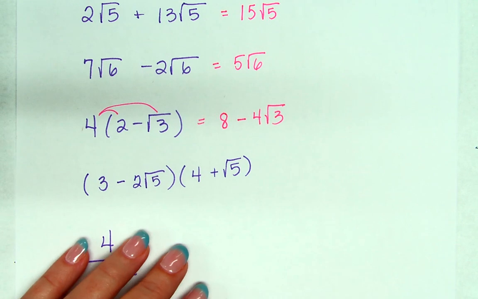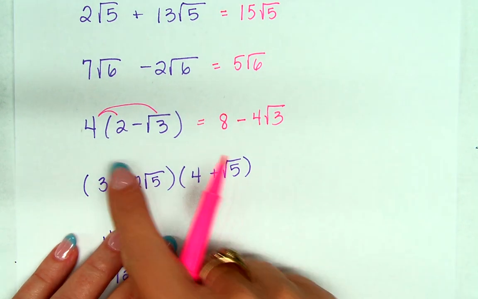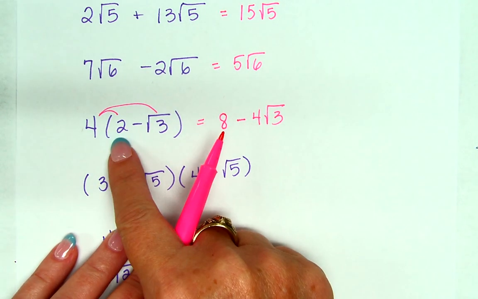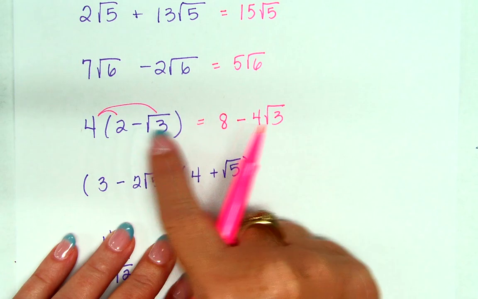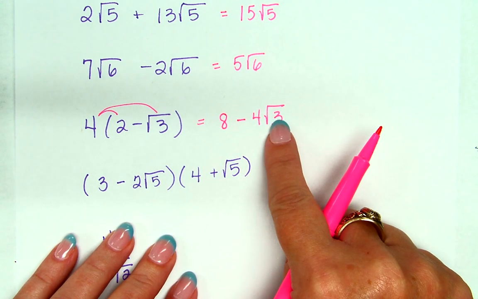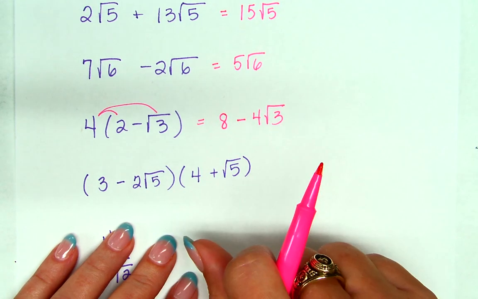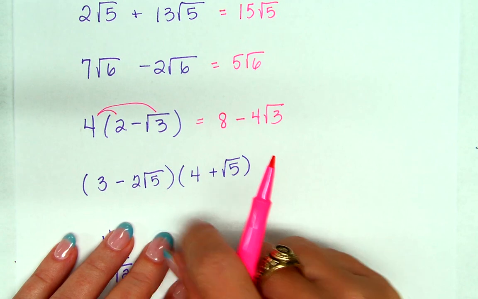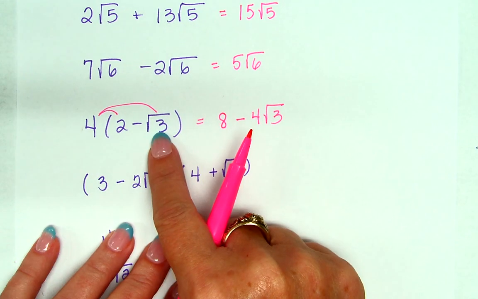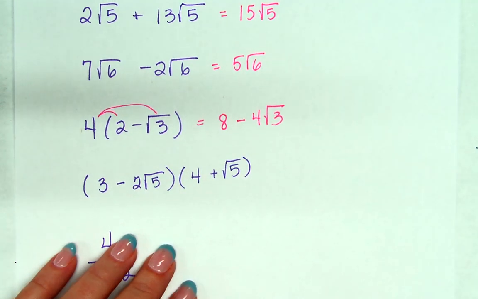Wait, what part do you not understand? 4 times 2 is 8. 4 times root 3 is 4 root 3. So when there's a root or something, just put it in front of it. Well, that's what's happening, right? I'm multiplying, right?